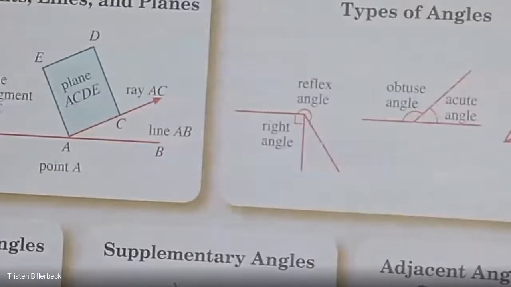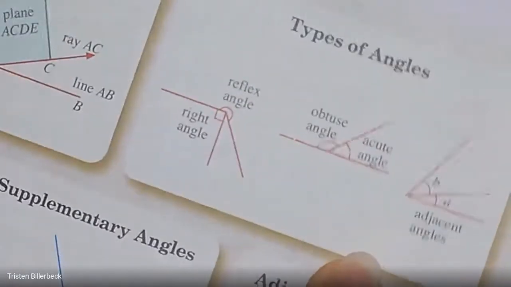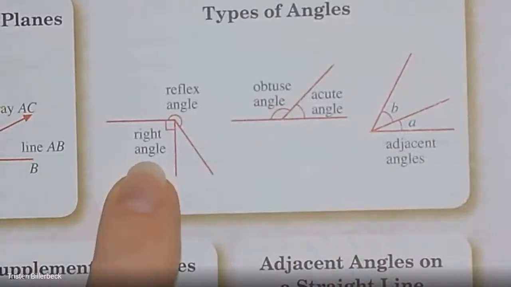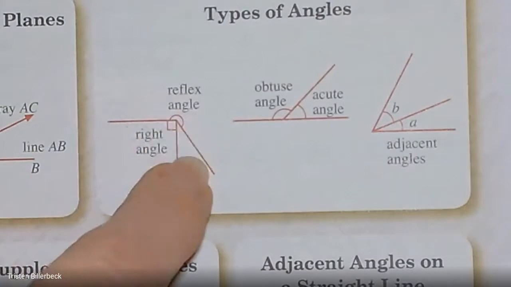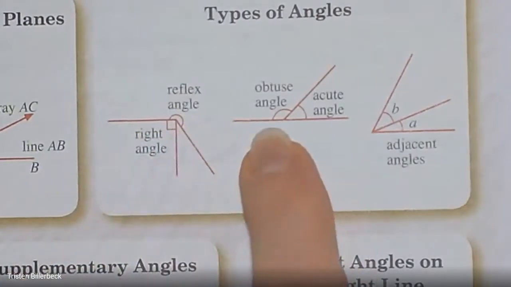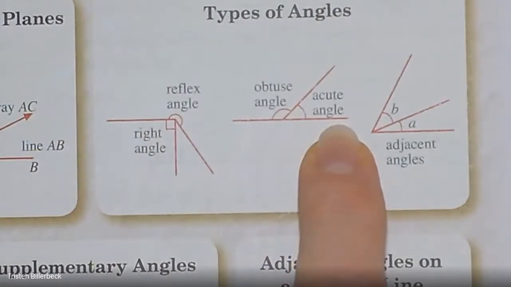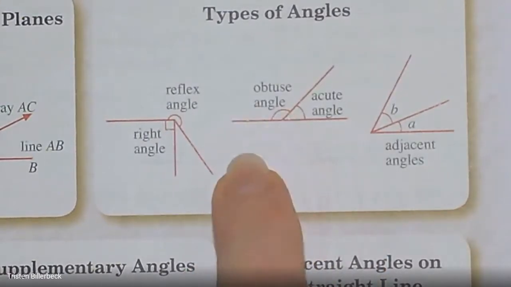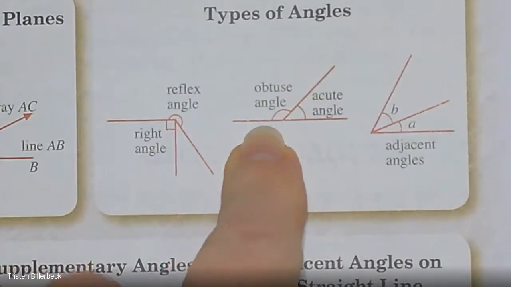So let's look at the types of angles. So we have a right angle. We have the reflex angle, which is on the outside. We have an obtuse angle. If you remember, ob means very large, like obese. And then the same root means large. So obtuse angle means the big angle. It's greater than 90 degrees.